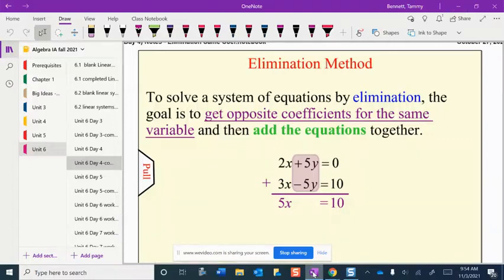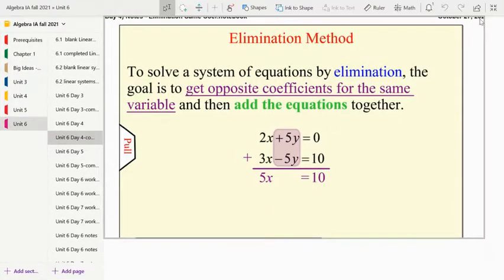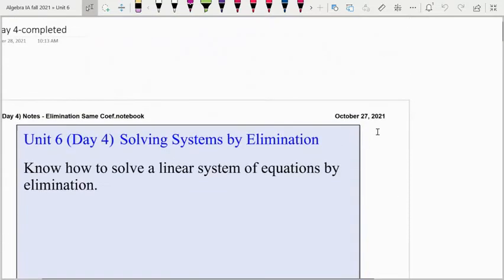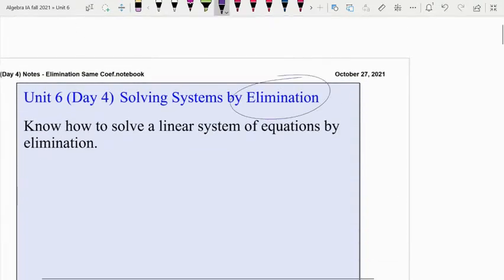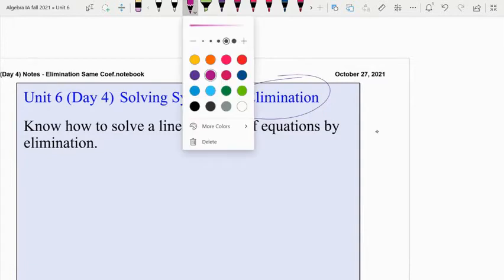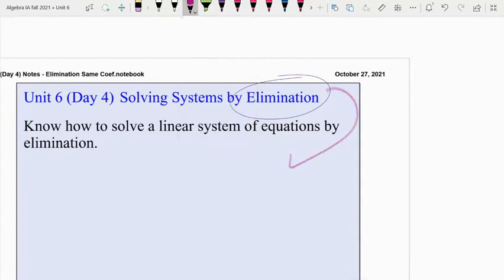Hi, and these are notes for Unit 6, Day 4, Elimination Method. Solving systems by elimination. Sometimes you might see the word addition method. So you might see the word elimination, or you might see addition method.